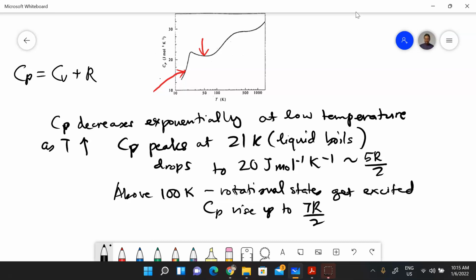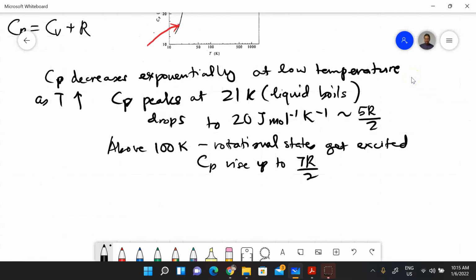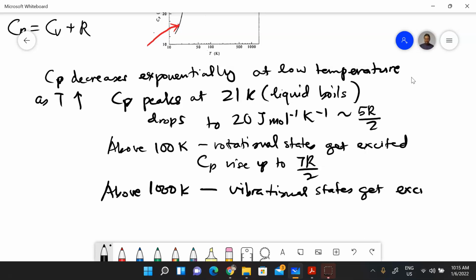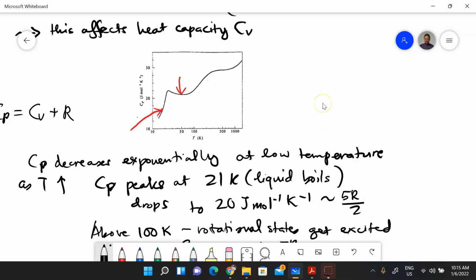At this stage, your vibrational states are not yet excited, but above 1000K, the vibrational states start to get excited. I'm not sure whether it's in the picture or not, but you can see the increase over here.